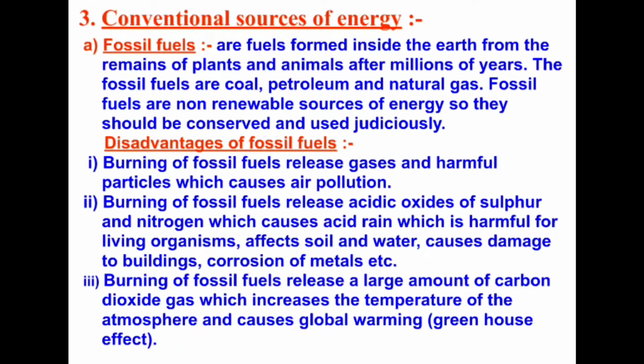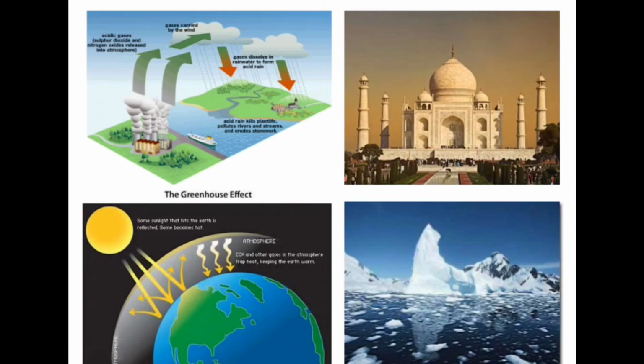Disadvantages of fossil fuels. First, burning of fossil fuels releases gases and harmful particles which cause air pollution. Burning of fossil fuels releases acidic oxides of sulfur and nitrogen which cause acid rain, which is harmful for living organisms, affects soil and water, causes damage to buildings, corrosion of metals, etc. Burning of fossil fuels releases a large amount of carbon dioxide gas which increases the temperature of the earth's atmosphere and causes global warming, that is, the greenhouse effect. The greenhouse effect is shown in figure.